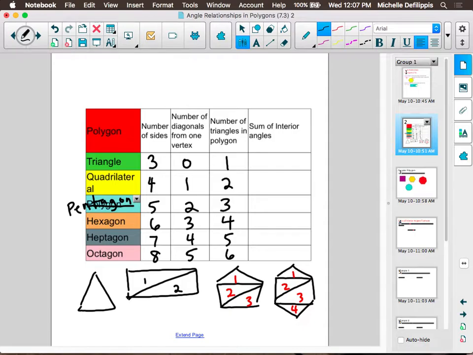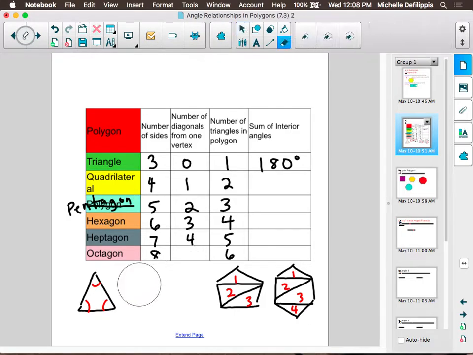So the last column here, the sum of the interior angles, well, you already know that for the triangle. You know that these are the interior angles, and they all should add up to 180 degrees. And you learned the other day that in quadrilaterals the sum adds up to 360. But if you just think about it this way, in this triangle here, the angles add up to 180. Well, there's another triangle here.